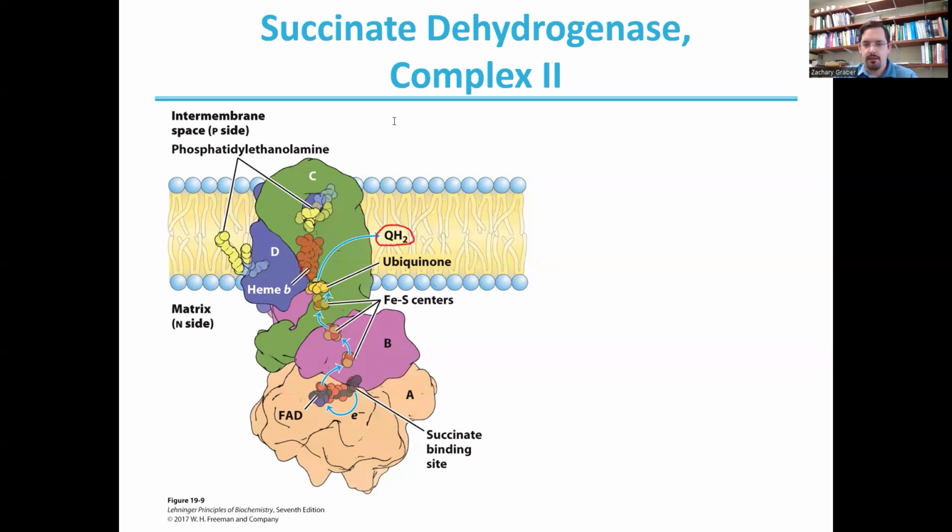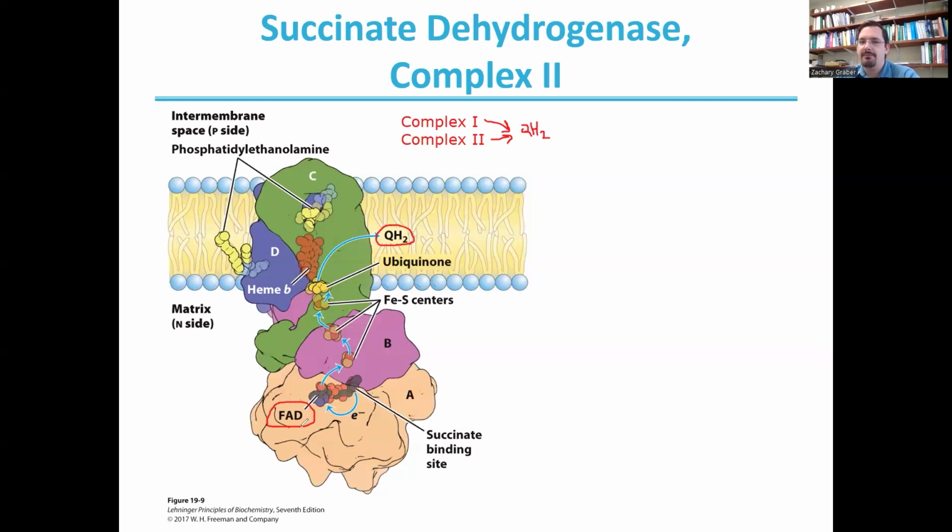So we can say both complex 1 and complex 2 will be taking their electrons and feeding them into the formation of our ubiquinol, or QH2. And then our remaining complexes after that will take that ubiquinol and continue to transfer the electrons from there, ultimately to oxygen. So our complex 2 is succinate dehydrogenase, and our goal is going to be to transfer electrons from FADH2 to our ubiquinone to produce that ubiquinol.